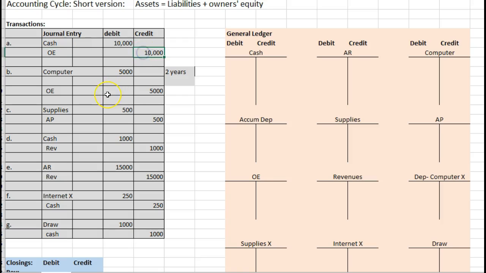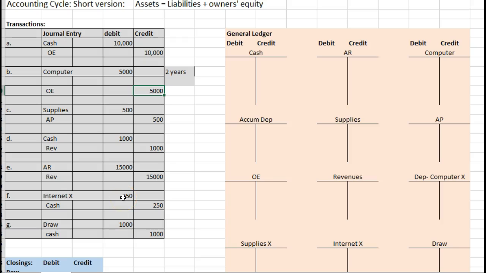That would be to owner's equity. The owner also donated her $5,000 computer, and that goes to owner's equity. She then got supplies at $500 and charged them. She received cash of $1,000 for revenues. She received revenues of $15,000 but was charged, so that's an accounts receivable.